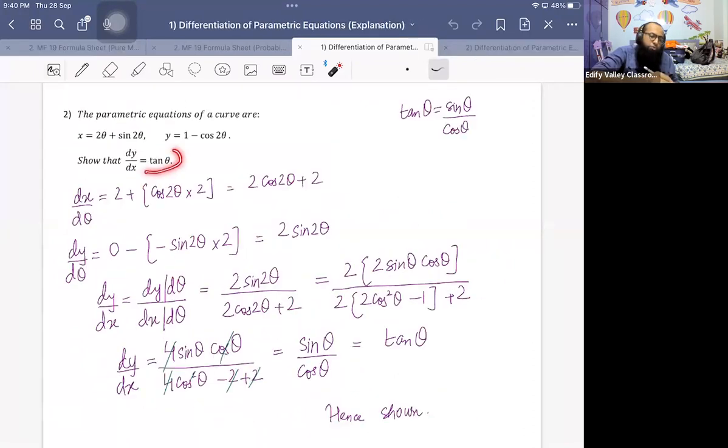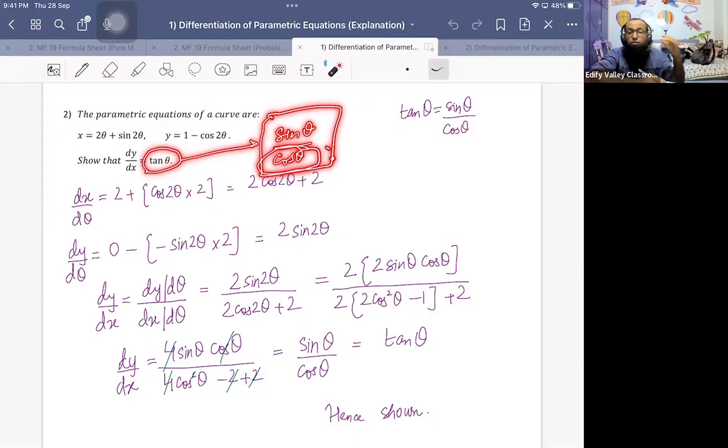So as we have to show tan theta, and tan theta is basically sine theta divided by cos theta, right? Dy by dx is tan theta, which means it's sine theta divided by cos theta. So this means in the denominator, we need cos theta. Always have an eye on what we need to show. As we need to show tan theta, therefore we need sine theta in the numerator and we need cos theta in the denominator.